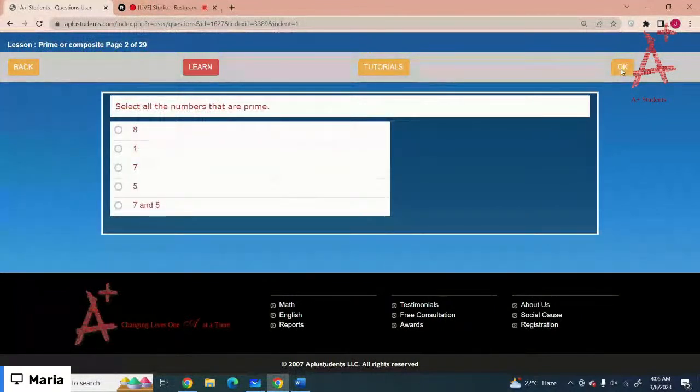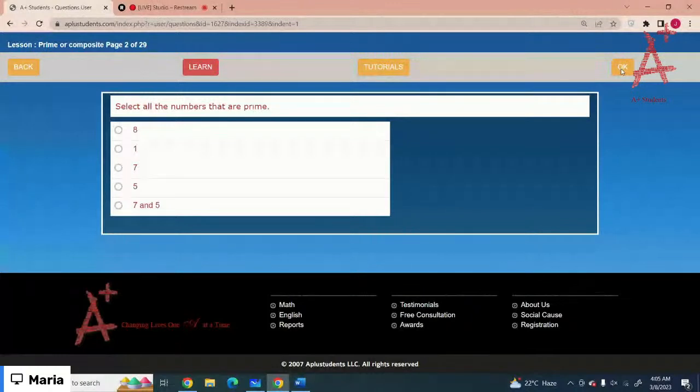Select all the numbers that are prime: 8, 1, 7, and 5. So which numbers are prime? Is 8 a prime number? No, it has more than two factors. 2 times 4 is 8. Got it? So 8 is not a prime number. Just look at the 1. 1 is neither prime nor composite.